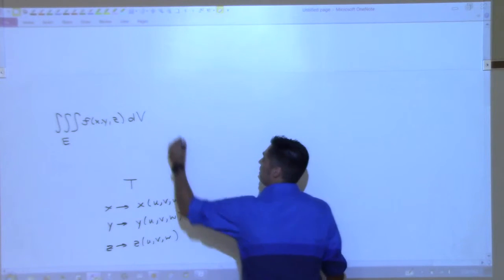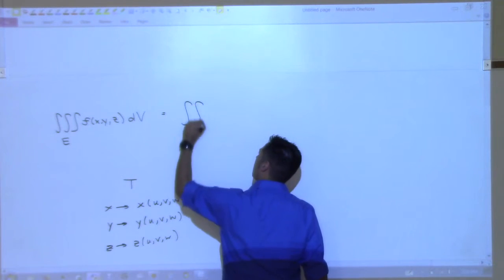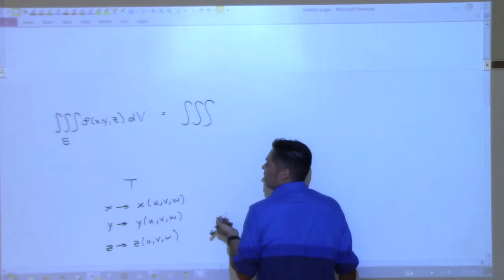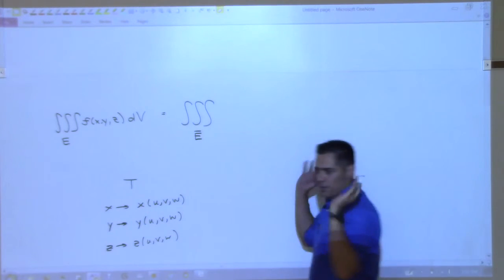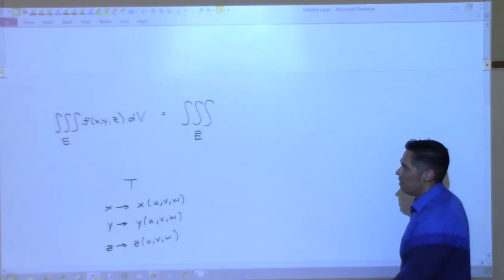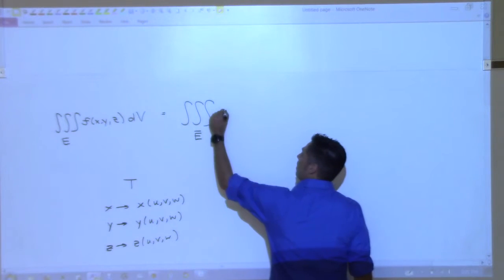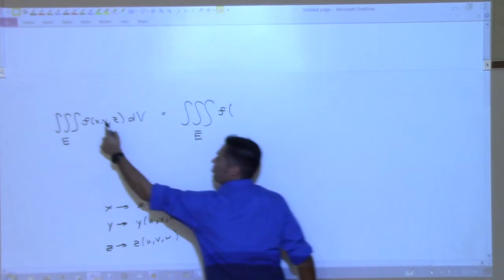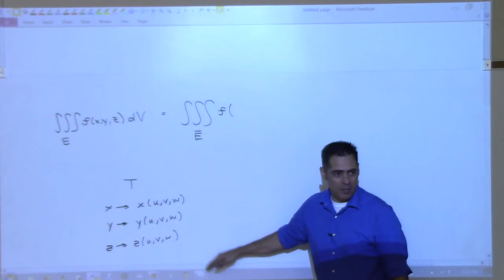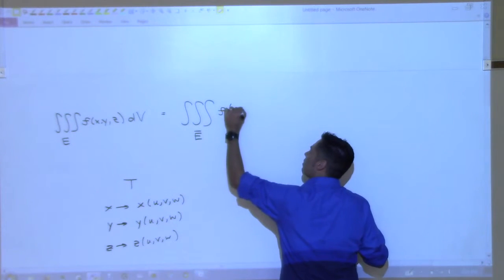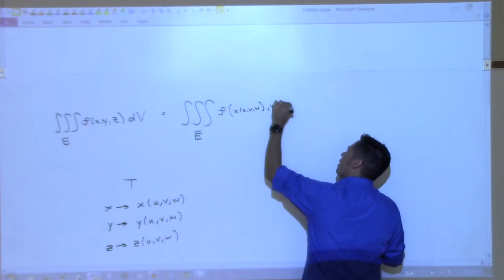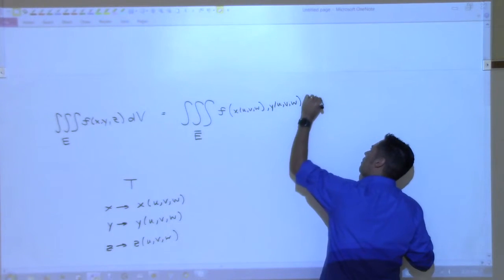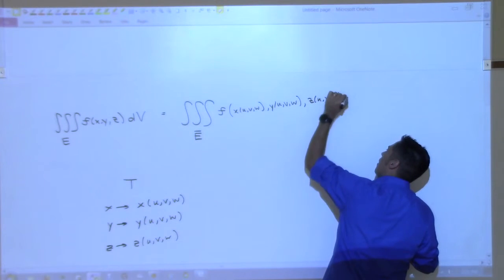Then this integral becomes the triple integral over, I don't want to say E, I'm not sure what the book uses. I'm not going to look at the book yet. We'll just call it E bar. It's not E, it's E bar. It's the transformation of E. Then it's going to be f, but you've got to change all of these x, y, z's into their transformations, right? So it's f of x of u, v, w, y of u, v, w, z of u, v, w. And then what comes next?